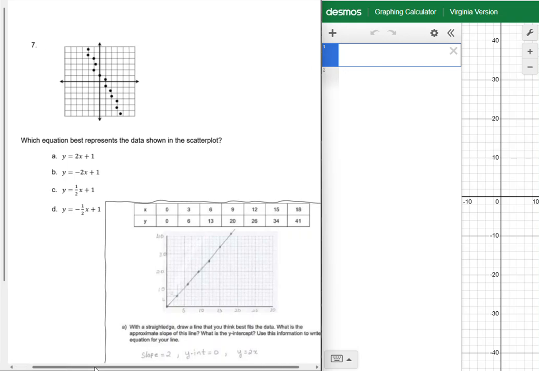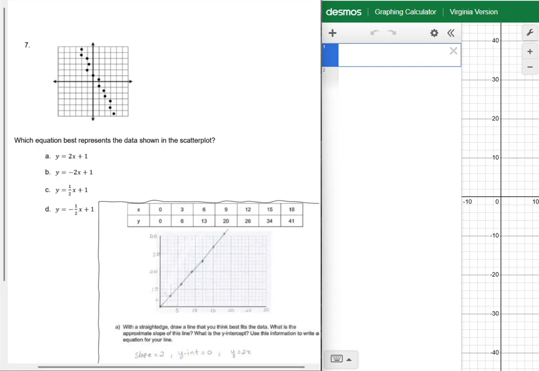Number 7, which equation best represents the data below? When you have a scatter plot, you draw a line through it to best fit it. Actually, we use Desmos to do it, but in this case, I'll just make a little prediction. We want to see which one of these equations looks best. So I'm going to type each equation in Desmos and just check.